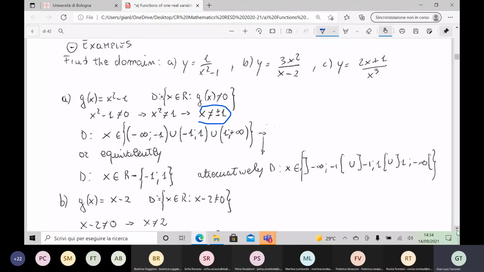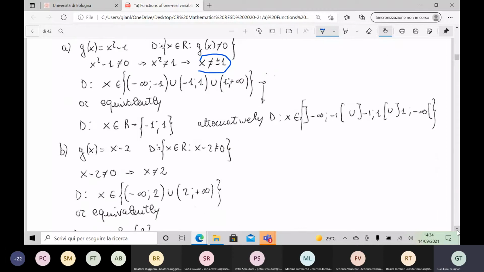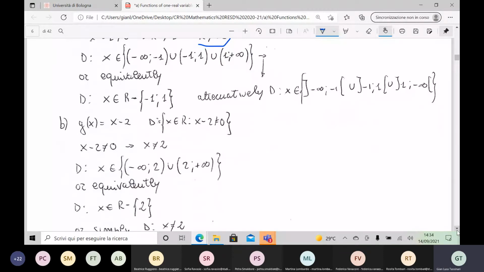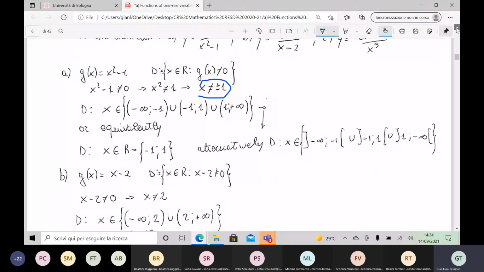Okay, but it's still correct. Not very good, not very beautiful to see, but correct. Which is the second function for which we ask it to compute the denominator? This one. Again, what kind of function is this one?